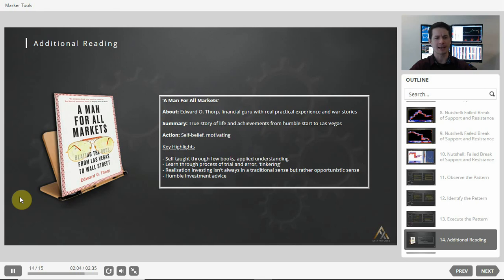Then the realization that investing isn't always in the traditional sense of buy value or buy the breakout, etc. It's got more to do with opportunity. And that's why, as a little secret, I'm not going to give it all away, but when we get to the bonus section, we are going to focus a little bit more on the latest craze of Bitcoin. Then, the last highlight is he does give really good, humble investment advice. Okay, let's now wrap up, talk about the drills, and finish out Unit 8.